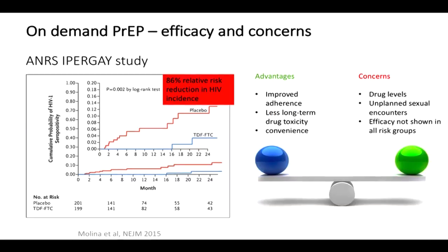Now, this study showed that there was an 86% relative risk reduction for those who utilized the on-demand intermittent pre-exposure prophylaxis compared to those who were standard of care. And interestingly, this effect size mirrors what has been described in clinical trials for the daily used pre-exposure prophylaxis. So the on-demand PrEP also represents an effective strategy for HIV prevention.